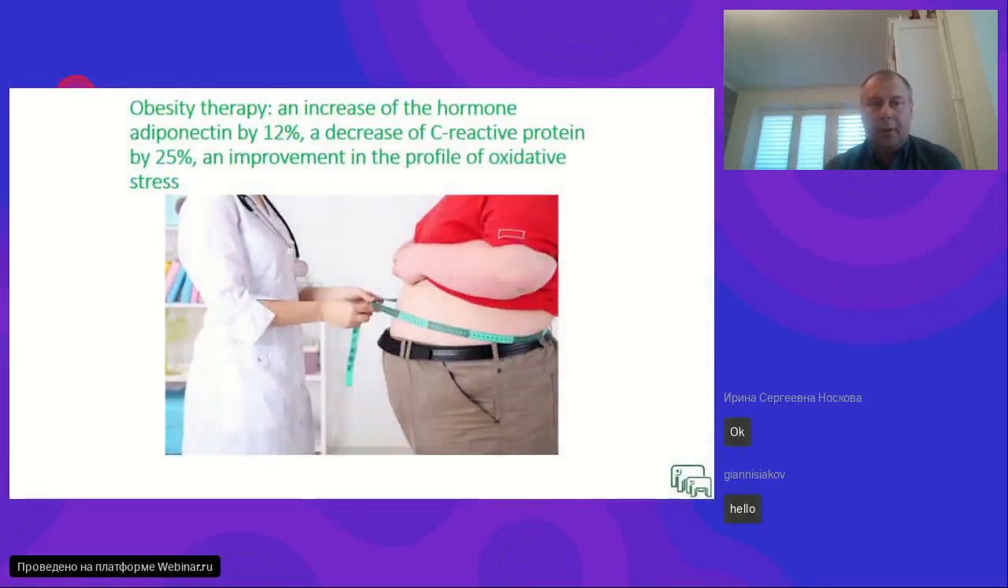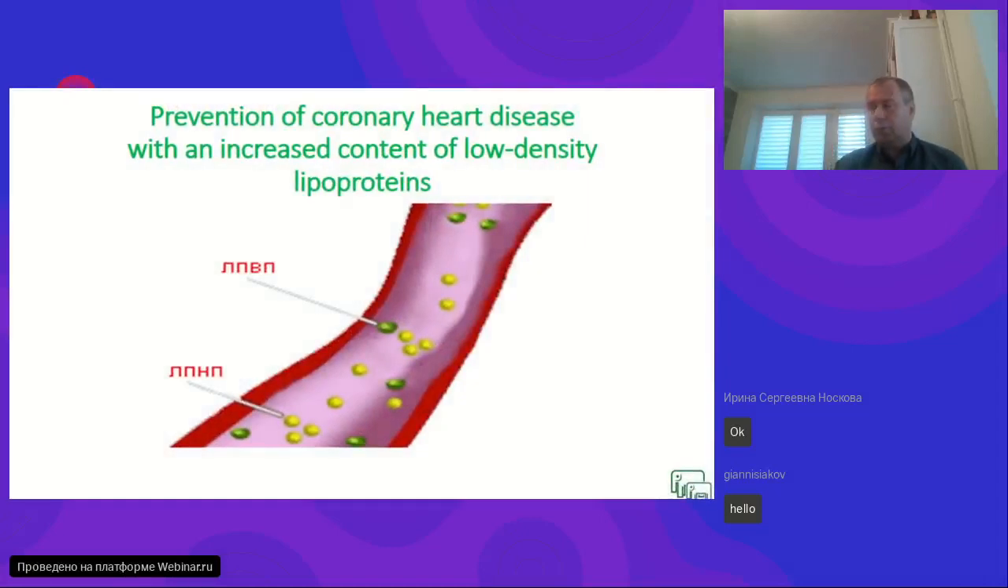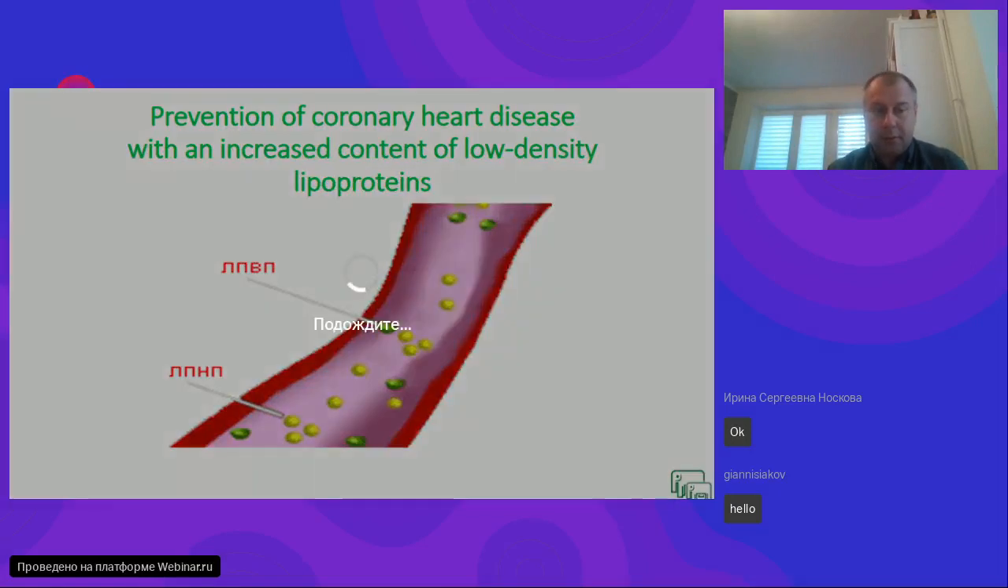We use taurine during therapy of obesity, and we see the increase of hormone adiponectin, the decreased level of C-reactive protein as a marker of inflammation, and improvement of the profile of oxidative stress. And taurine is very good for prevention of coronary heart disease with an increased content of low-density lipoproteins. These changes are preclinical when we don't observe any clinical features of this disease, but if we analyze a sample of blood, we see the increased level of low-density lipoproteins, which create atherosclerosis. That's why taurine may be useful in such situations.